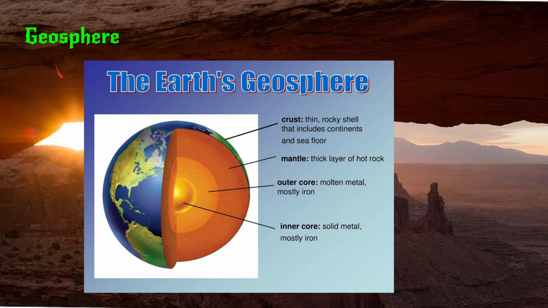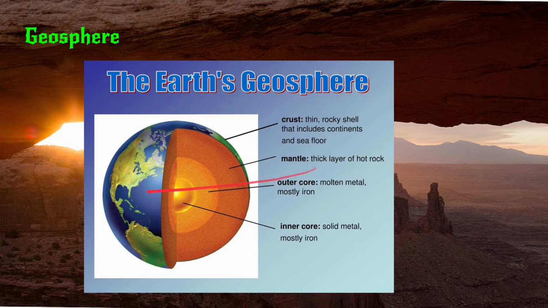So we're going to look at the geosphere and what it is comprised of. There's the crust, the mantle, the outer core, and the inner core. The crust is basically the outer layer, what you step on, and it includes the seafloor. So basically everything that you walk on, the ground. And it's rocky, and really thin, so it's a small portion of the planet.